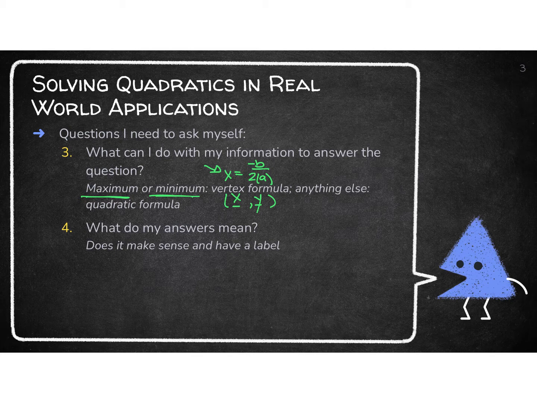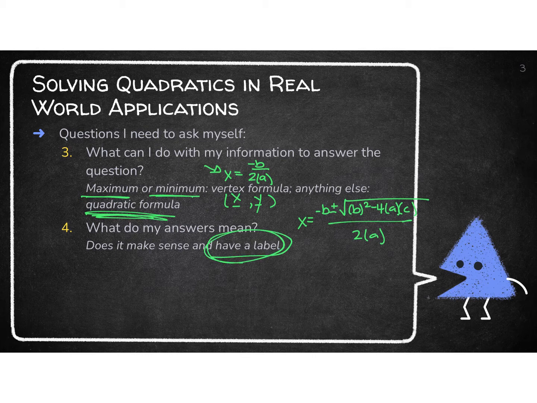If it's asking for anything else, when is it going to hit this point? When is it going to hit the ground? Anything else, then you're going to do the quadratic formula, which is what you've been doing this entire time: x equals opposite of b plus or minus the square root, this really big long one, all over 2 times a. That's your quadratic formula, and that's if you do not see the word maximum or minimum. The last thing you need to do is after you solve that, you need to make sure that you have a label. A problem with words needs an answer with words.